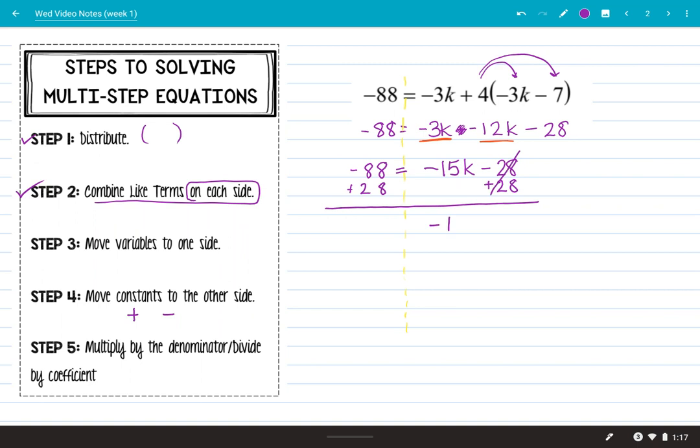And that goes away. So we have negative 15k equals negative 60. So we did step 4. Now step 5, we're going to either multiply or divide. Usually we are going to divide, but there have been cases where you do have to multiply. We're going to divide by negative 15. And a negative over negative is going to be a positive. And so we get the answer of 4 equals k. And we did step 5.